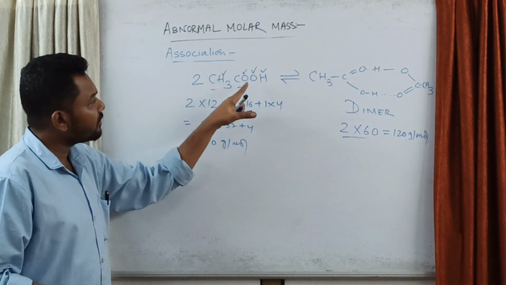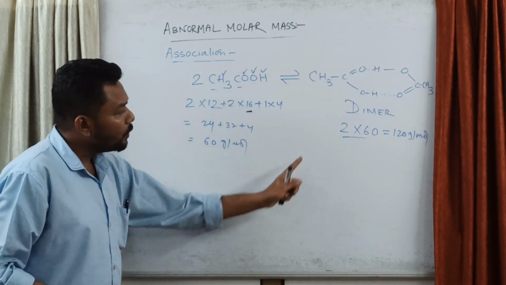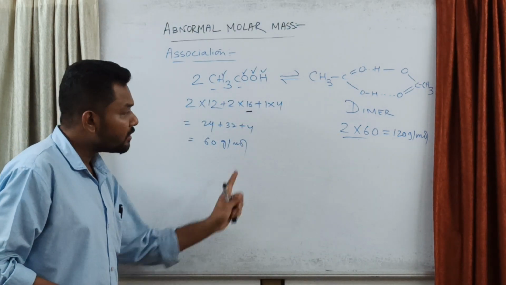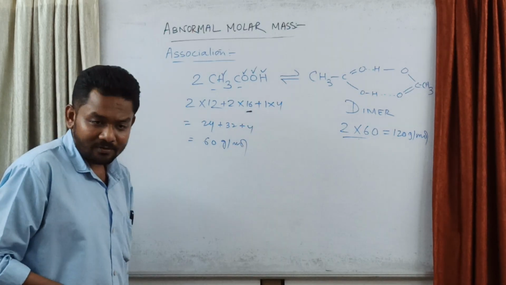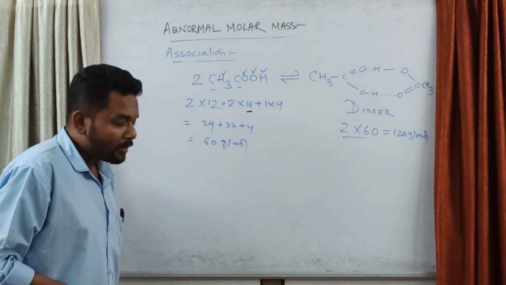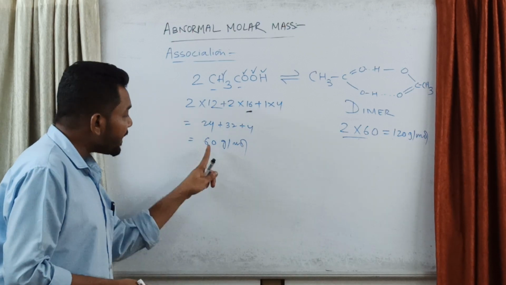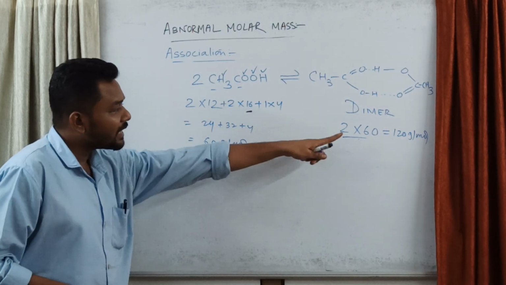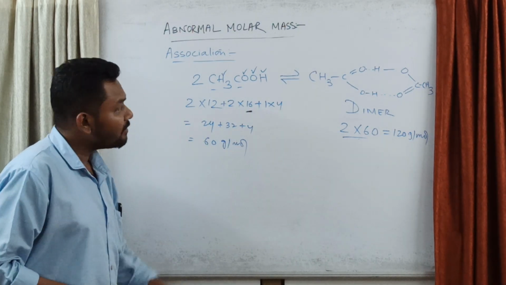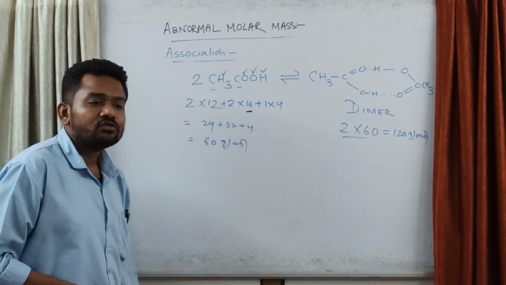But 2 acetic acid will combine to give you a dimer which has molar mass 120 gram per mole, which is different with respect to that 60 gram per mole. Double, you can see. Why double? Because 2 acetic acid combined here. So here expected molar mass is not matching with the calculated molar mass. That is abnormal molar mass due to association.